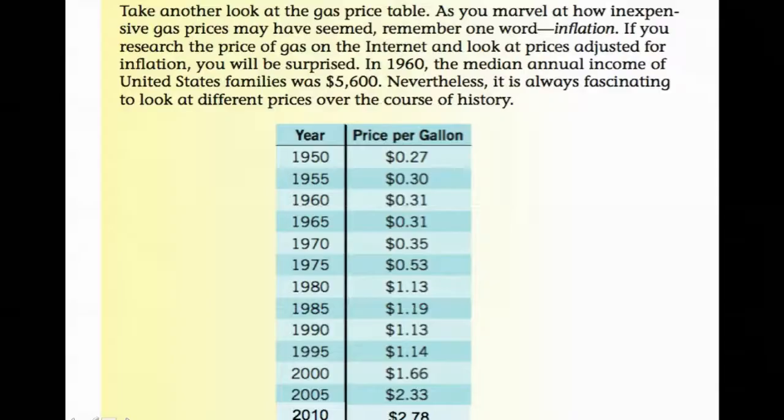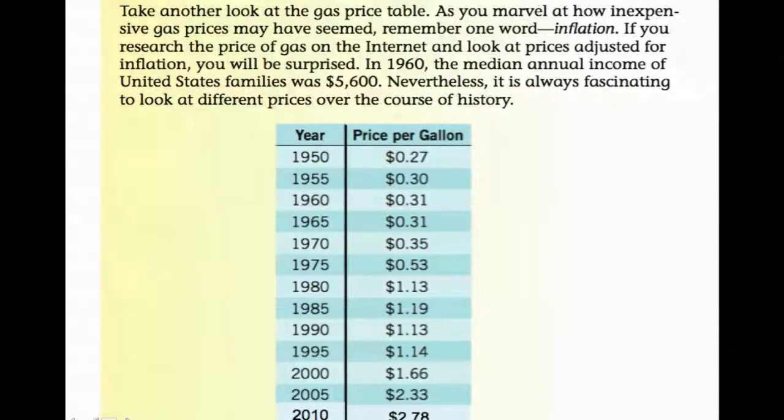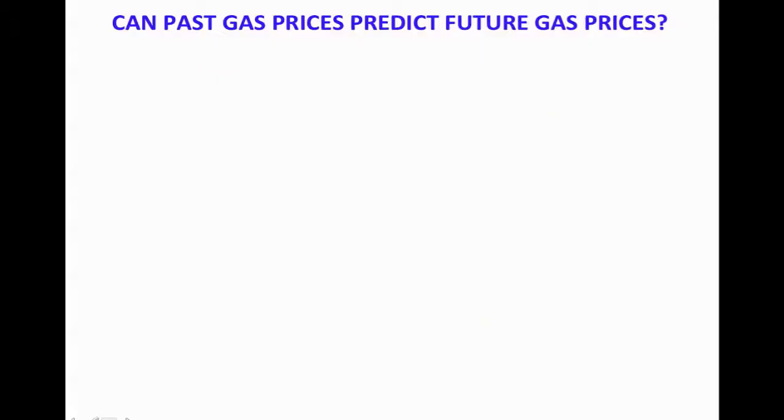And in 1960, think about this, the median annual income of a U.S. family was $5,600. So for gas to be 31 cents a gallon, that was pretty pricey at that time. Anyway, it's always fascinating to look at these numbers. So we now know what the average gas price was for last year in 2013. And what we're going to do with this chart now is to see if we can determine if past gas prices can predict future gas prices.